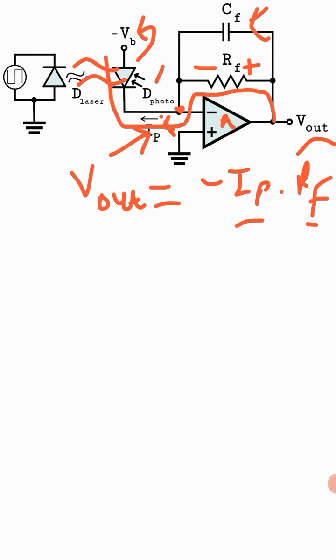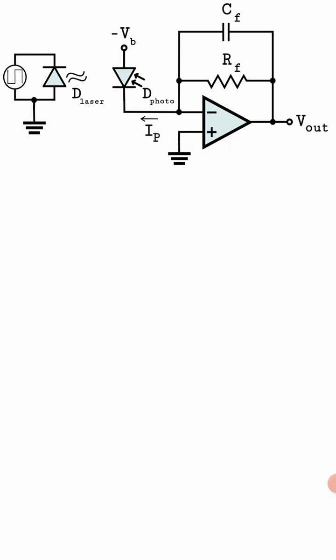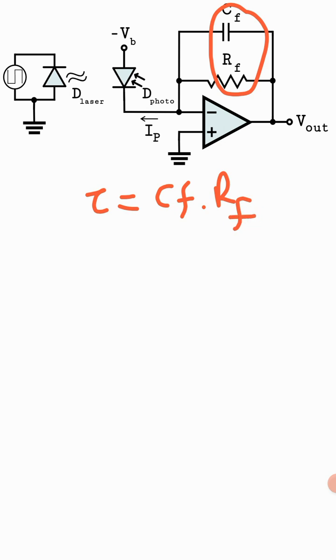The capacitor CF is there to stabilize the output voltage in practical applications. So this is how the circuit is working. You can always see there is a pole in the frequency response of the circuit. The time constant is set by the product of the capacitor CF and the resistor RF, and the input pole frequency is 1/(2 pi CF times RF).